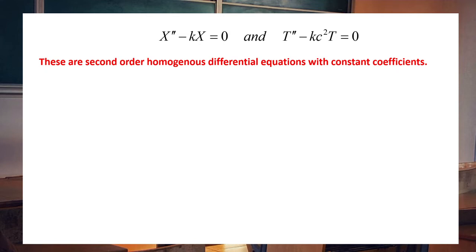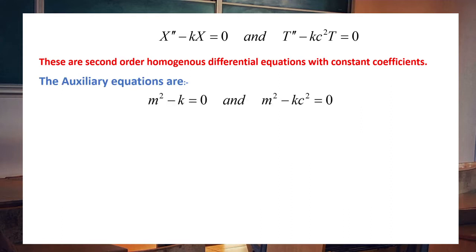These are second order homogeneous differential equations with constant coefficients. To solve them, we have to write the corresponding auxiliary equation. So here the auxiliary equations are m² minus k equal to 0 and m² minus k c² equal to 0. Writing auxiliary equations is quite simple. You have to replace the derivative by the corresponding power of m. So X double dash becomes m², giving m² minus k equal to 0 and m² minus k c² equal to 0.